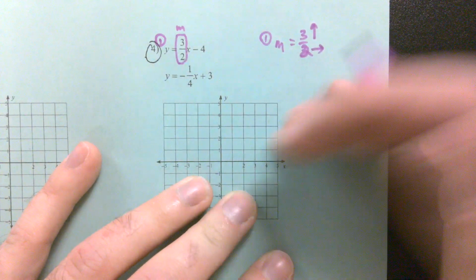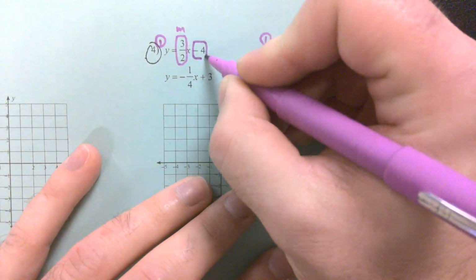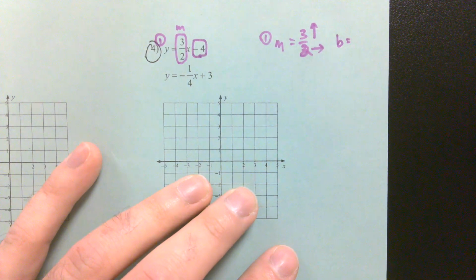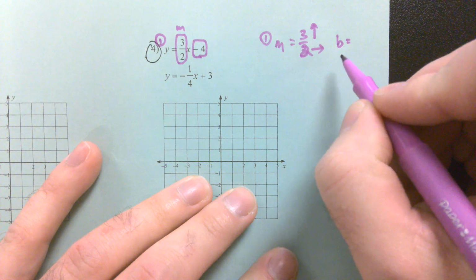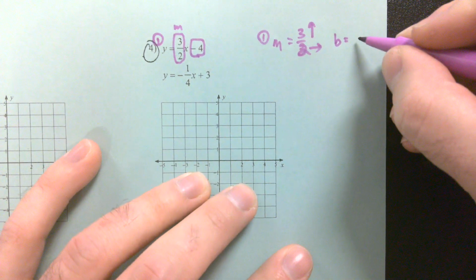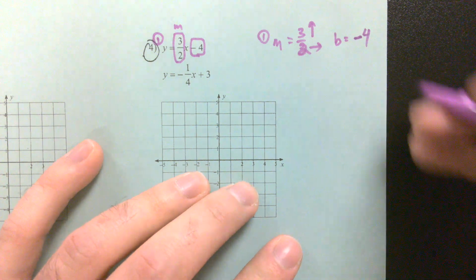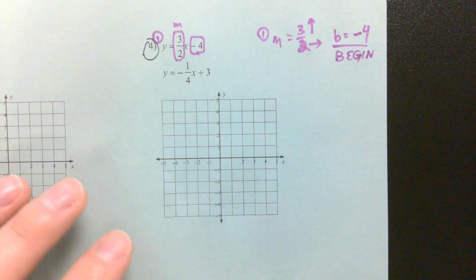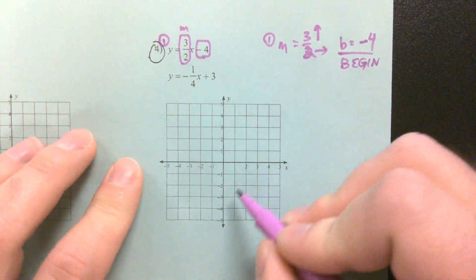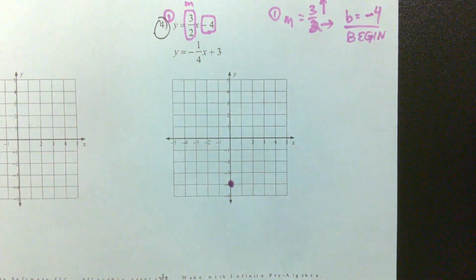So that's our directions, but we got to know where we start. So we find our b. That's this number being added or subtracted on the end. If we're subtracting 4 in the equation, what's b going to be equal to? -4. And our b is where we begin. So we go to -4 on the y-axis and make our first point, right about there.